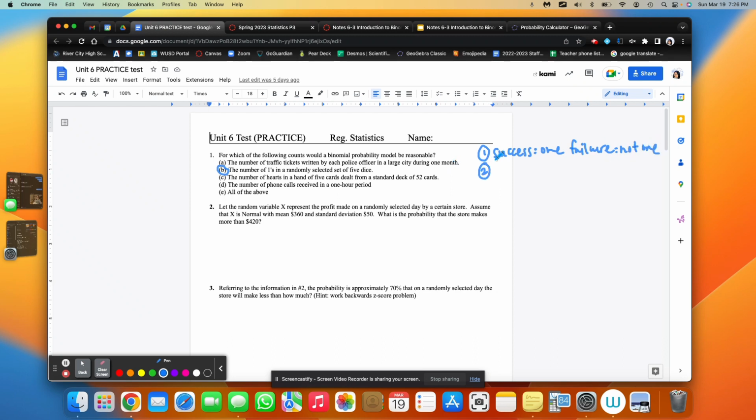Number 2, the condition that there is a fixed number of trials or observations. So in this case, a set of 5 dice, and it would equal 5. Or actually, sorry, that's the third condition. Doesn't really matter. So the actual second condition is that they're independent, and we know that rolling dice is independent.